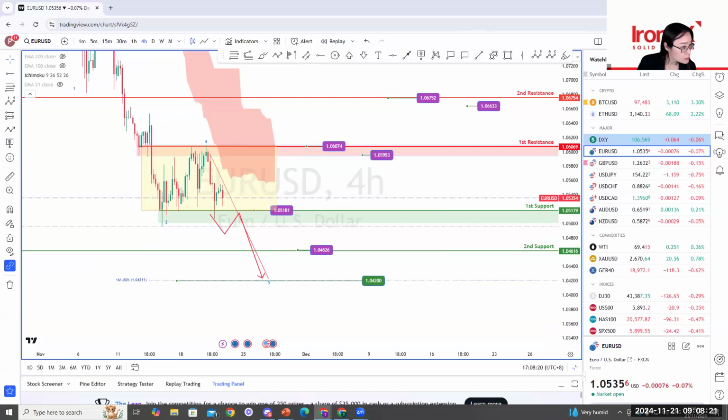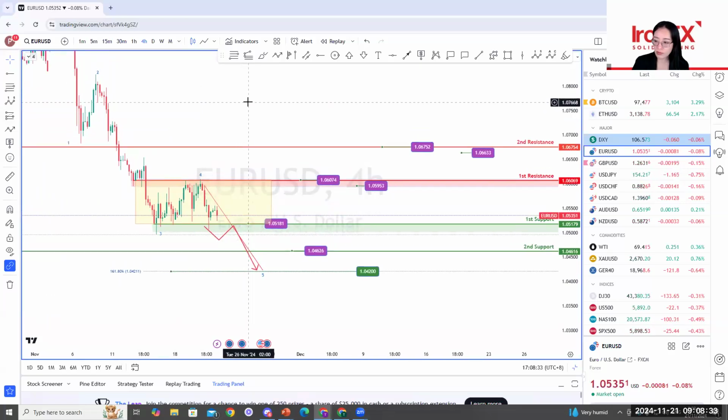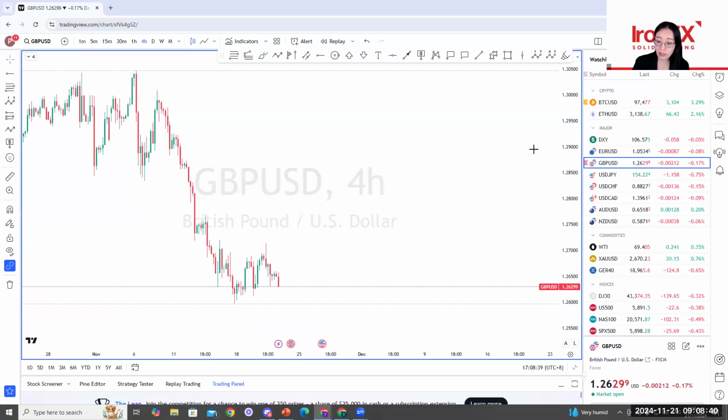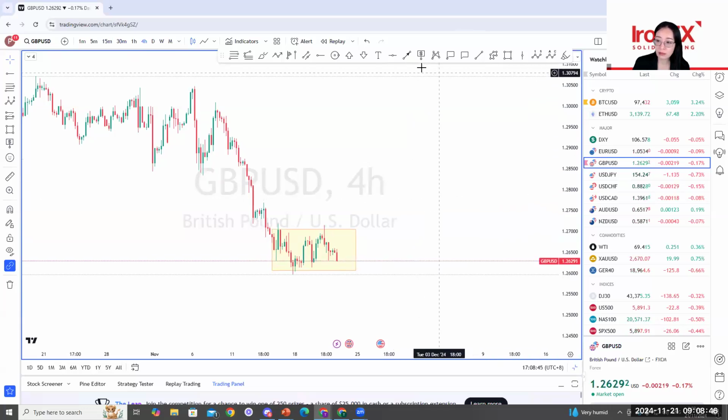If anyone of you just joined in, you can send me any instrument or any assets you want me to have a look at for you. Now I've finished EURUSD. Talking about GBP as well, it's the same, right? GBP is also ranging. You can see that based on the H4 time frame, it's still ranging here.